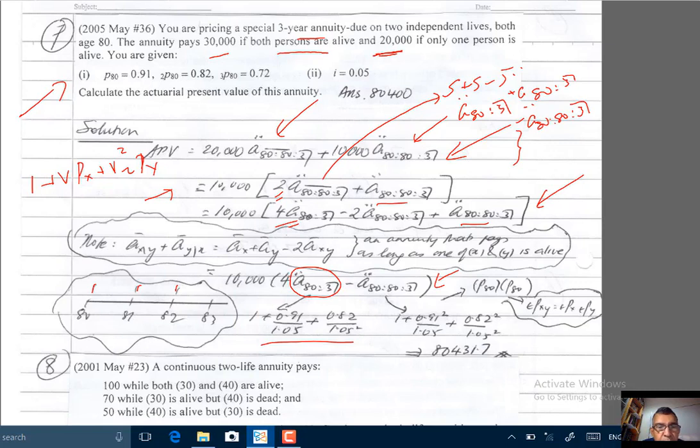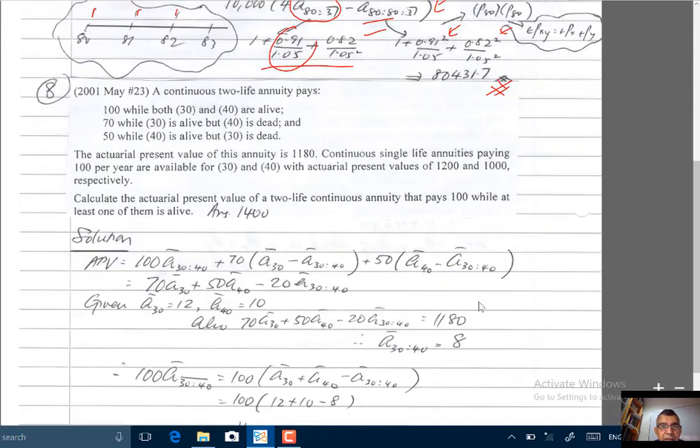P80 is 0.91 and the interest rate is 0.05, so that's why you see 0.91 over 1.05. You can figure that out yourself. Same thing for this part here. Just remember that tpxy is tpx times tpy. That's why you see the squares coming in here. Good, clean this up, use a calculator, you'll get your final answer.